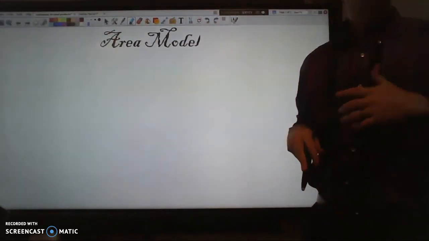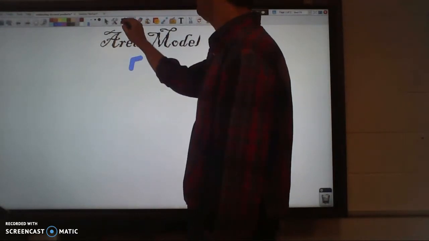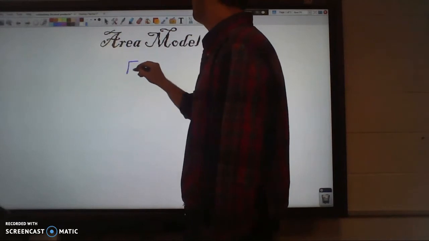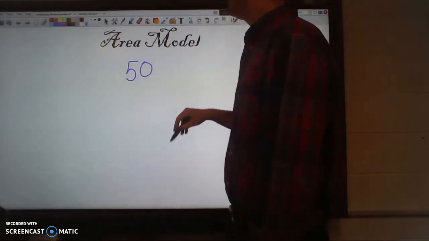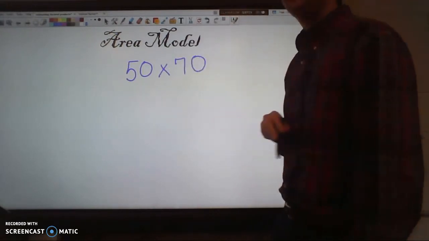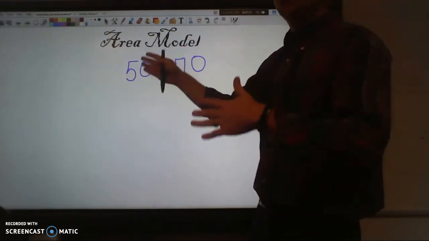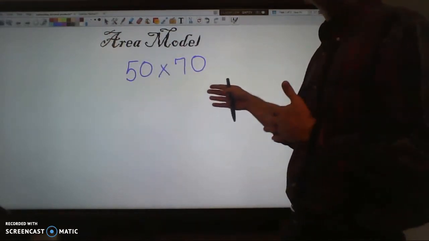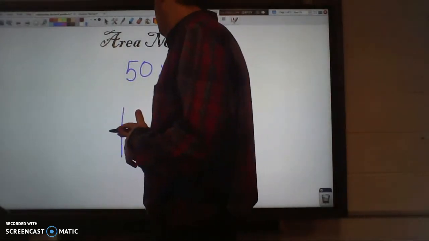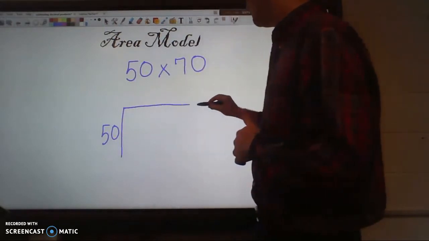So let's do 50 times 7. Okay. So again, they're not the same numbers, so one side needs to be longer than the other. 50 is less than 70. I'm going to put 50 here. And then this side we just want to make sure that it's longer.